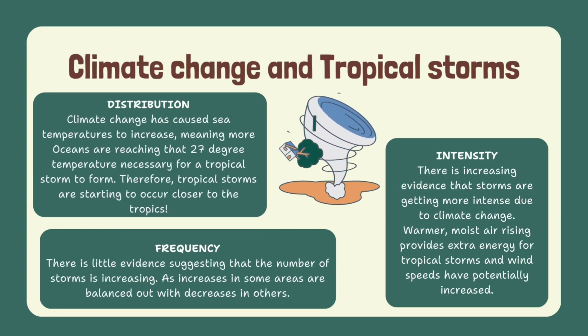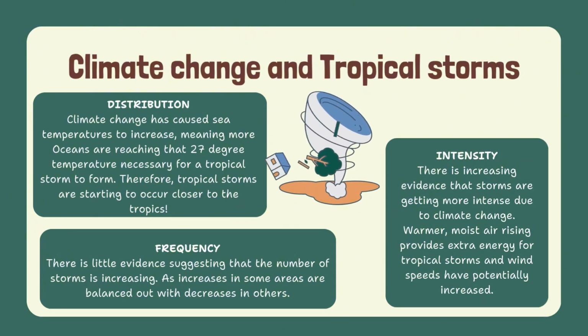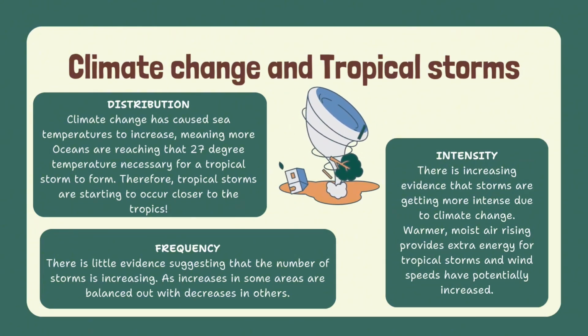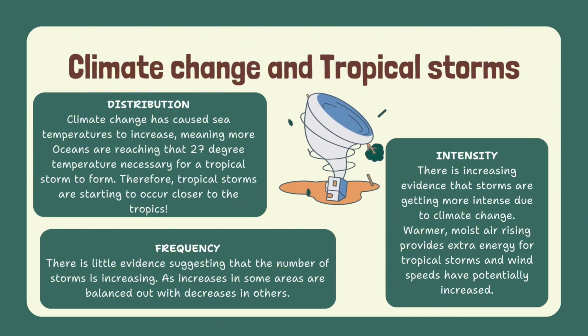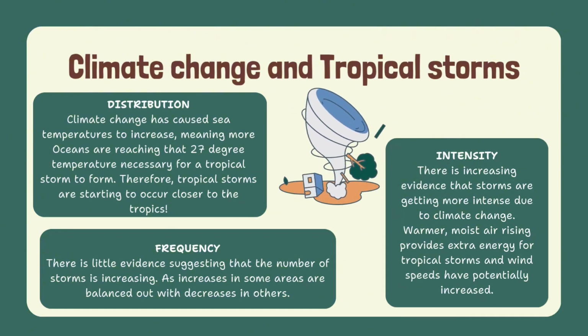However, there is little evidence suggesting climate change is causing more tropical storms, as increases in some areas seem to balance out with decreases in other areas. But there is increasing evidence that storms are getting more intense because of climate change. As warmer, moist air rising provides extra energy for tropical storms, and wind speeds have potentially increased.